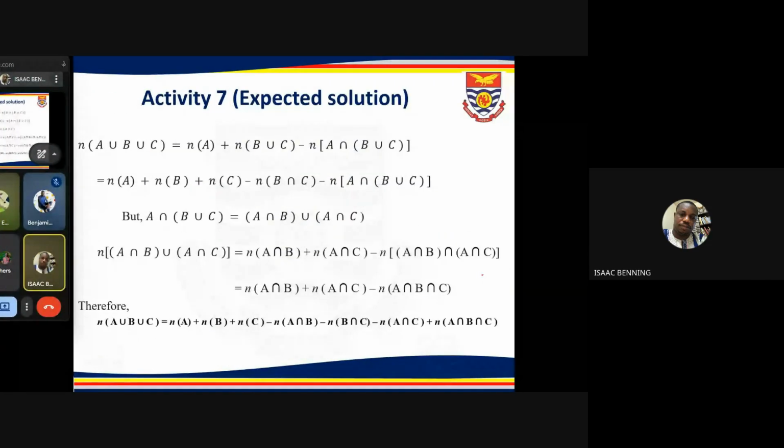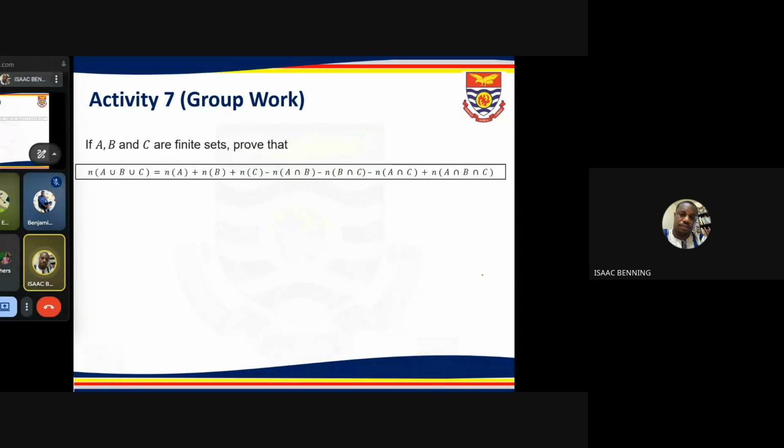So if we understand it that way, then we can also prove the three-set problem by building on the proof for the two-set problem. So if sets A, B, and C are subsets, prove that number of A union B union C is equal to number of A plus number of B plus number of C minus number of and so on. I think I've made this formula somewhere before.